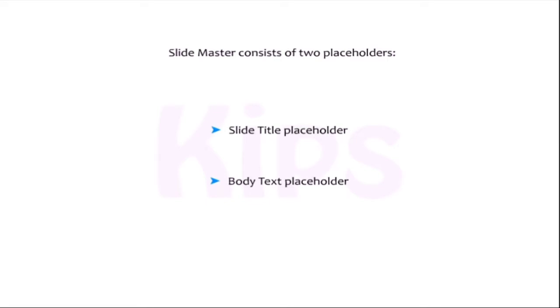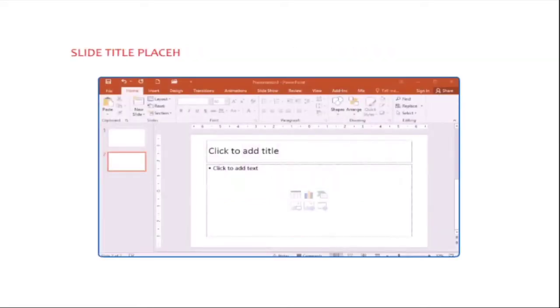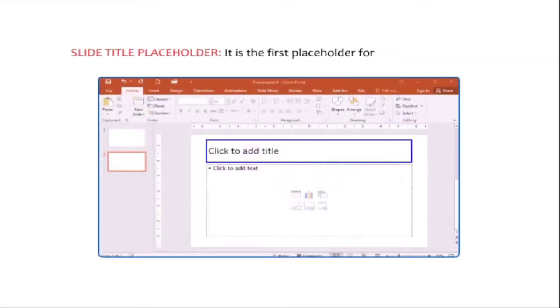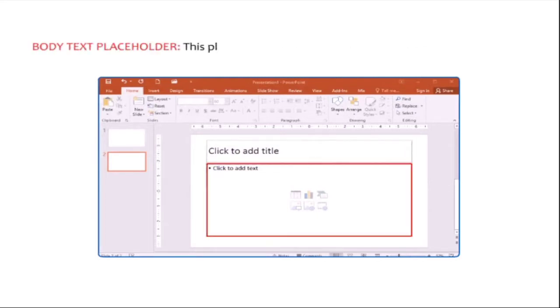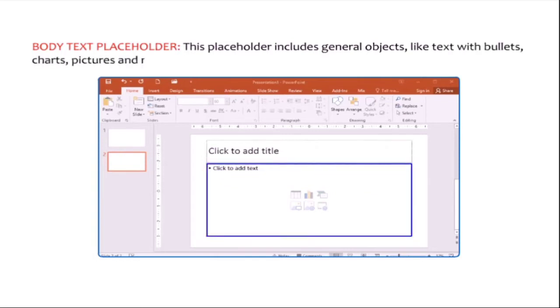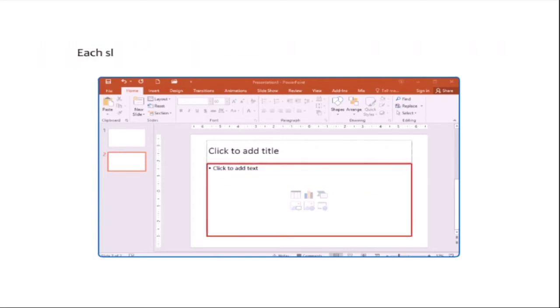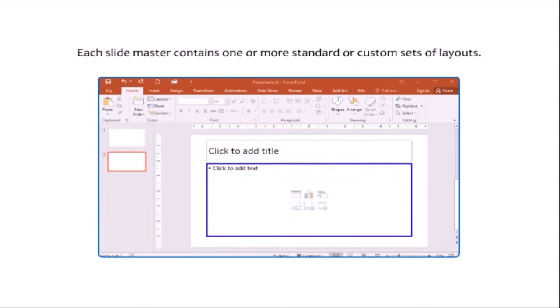Slide master consists of two placeholders: slide title placeholder, body text placeholder. Slide title placeholder. It is the first placeholder for the title of the page. You can move the title placeholder anywhere on a slide. Body text placeholder. This placeholder includes general objects like text with bullets, charts, pictures, and many more. Each slide master contains one or more standard or custom sets of layouts.